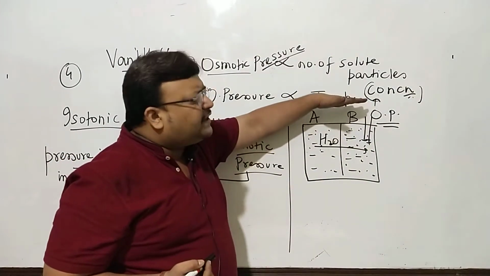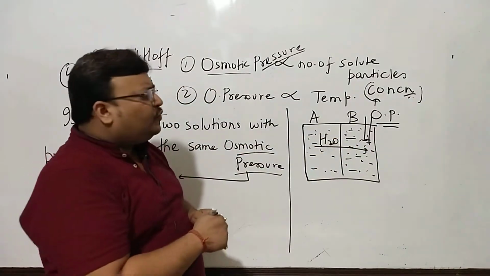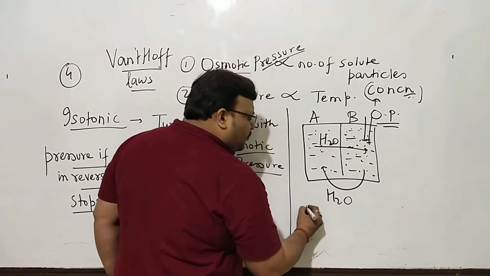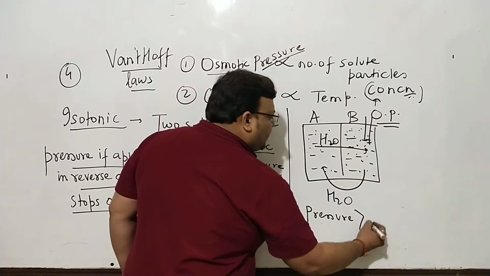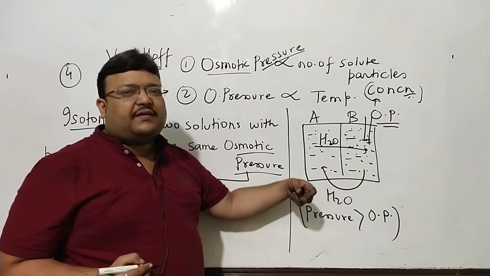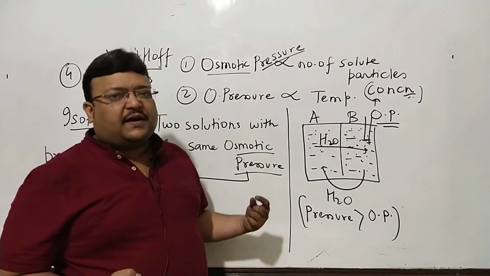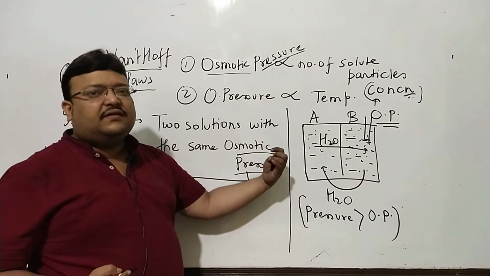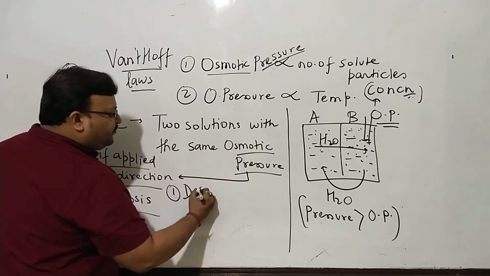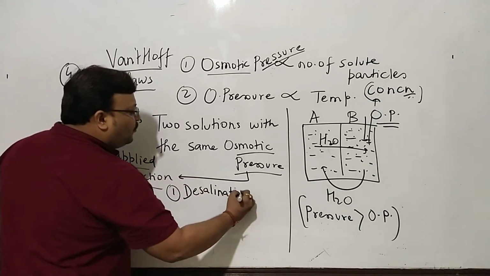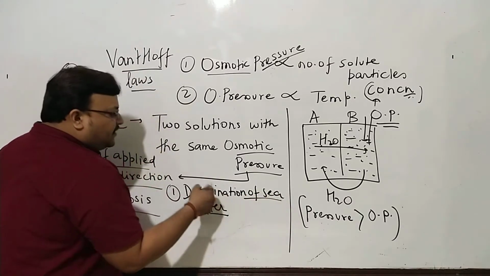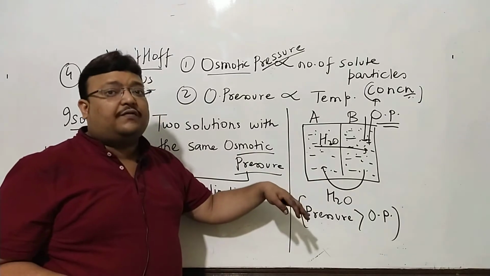So on applying pressure which is more than the osmotic pressure, you can bring water from here to here. This will require pressure more than the osmotic pressure of the process. And this is how water is purified, from a concentrated to a less concentrated solution. This is also called desalination of seawater. So when you have to take water from seawater and get rid of salt, you carry out what's called reverse osmosis.